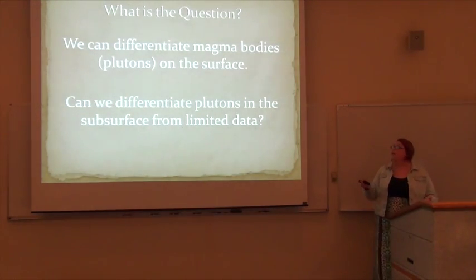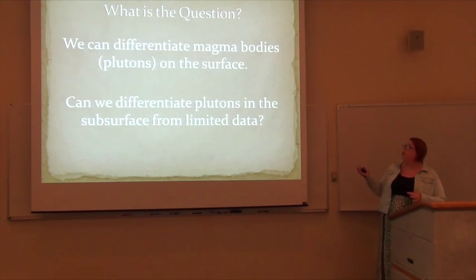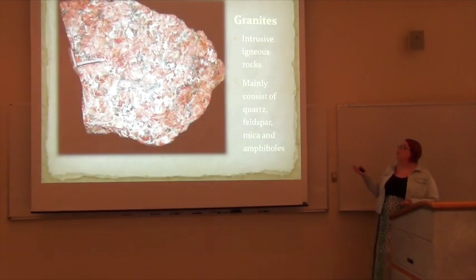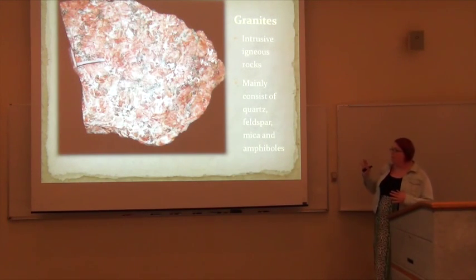So what is my question in hand? When you look at the Wichita Mountains, you can tell the different magma bodies or plutons on the surface, but we want to know if we can see the plutons in the subsurface with the limited data that we have, which we can, using our friends, the granites. This is an intrusive igneous rock, which mainly consists of quartz, and your pink stuff, or the feldspars, and the dark minerals in here are your micas and amphiboles. What we really need from it is the amphiboles.